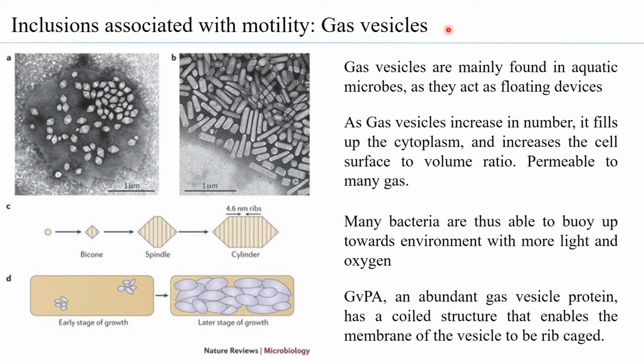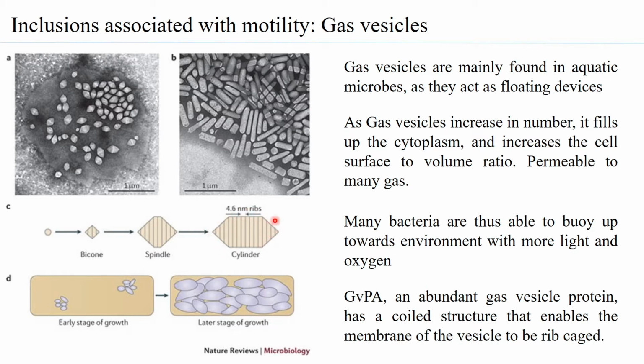So from a highly anaerobic condition, the bacteria can move to microaerophilic conditions, and from microaerophilic they can also go to aerobic conditions. So you can see that the cell has moved from one environment to another thanks to the gas vesicles. This is primarily because the gas vesicles are able to exchange several different types of gases, including nitrogen. So they are able to take up oxygen, carbon dioxide, and also nitrogen. They're permeable to many gases, and majorly the cell surface to volume ratio is going to increase.